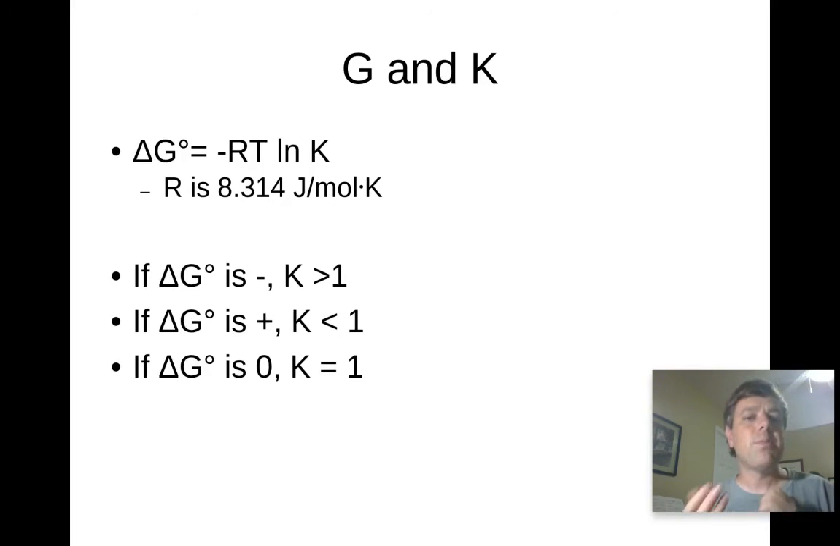If G is positive, that means the reaction is not thermodynamically favorable, and so the reaction is not going to go in the forward direction. It's actually going to prefer going in the reverse direction. And then if G is 0, then you are at equilibrium, essentially. It's not favorable or unfavorable. So that's an interesting thing that ties thermodynamics in with equilibrium.